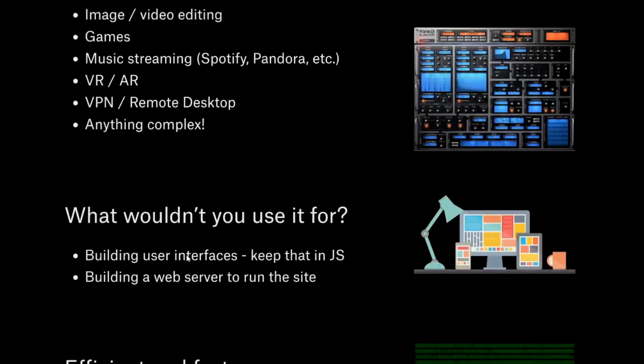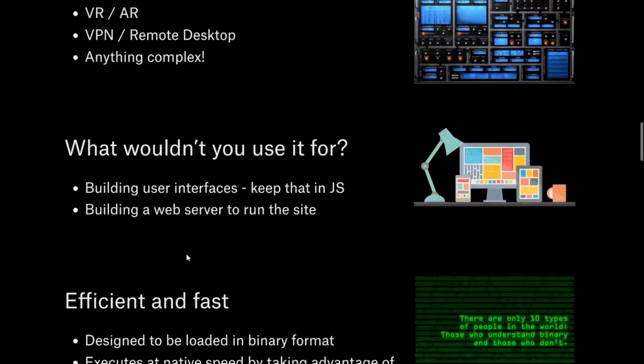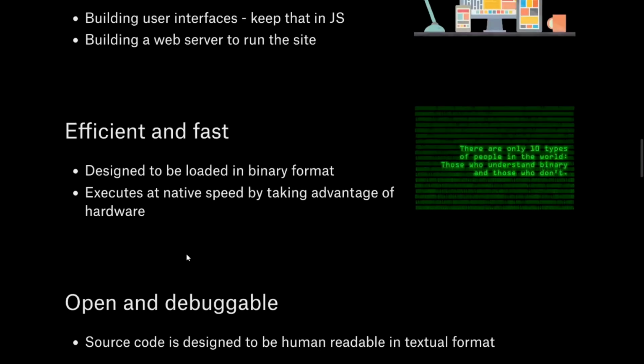What would you not use it for? Well, building user interfaces. Keep that in JavaScript, because WebAssembly is not going to be your answer there, because that stuff is easy to do. It's not super complex. But building like a 3D rotating image or a rotating ship, you'd be able to do that in WebAssembly, because that's a complex thing. And you would just import that as a module, and then you could feed your UI from WebAssembly web code. So it's efficient and fast.